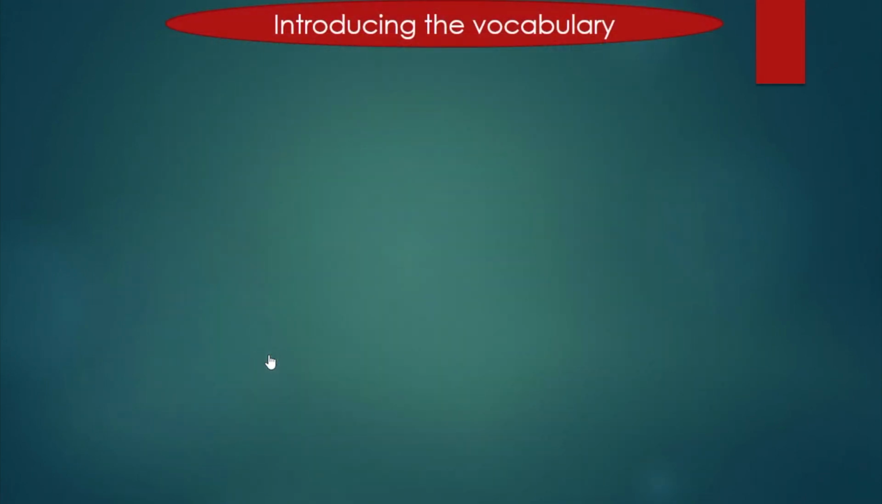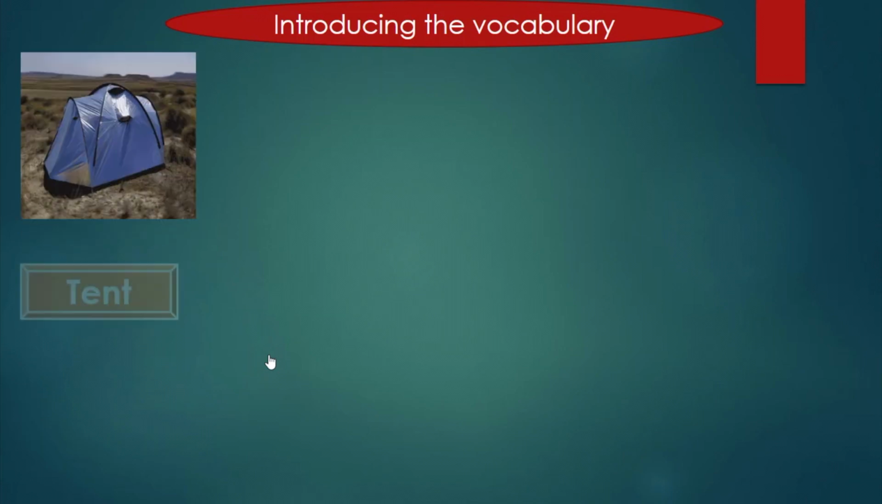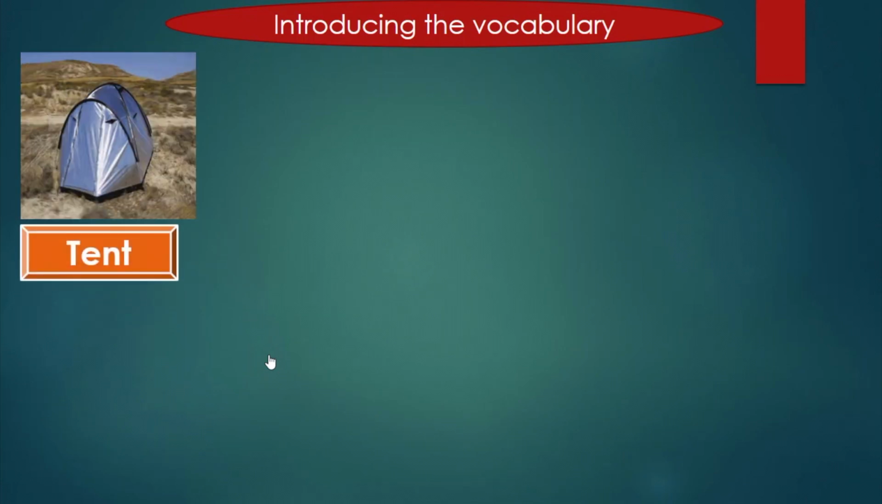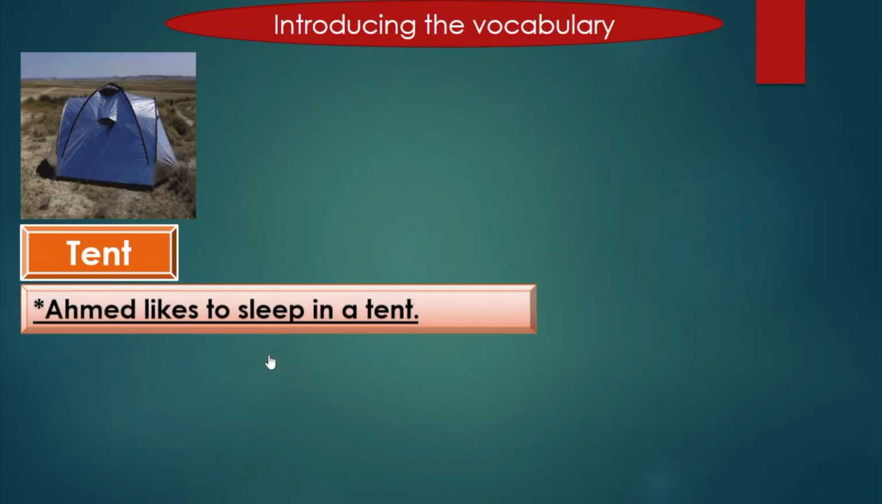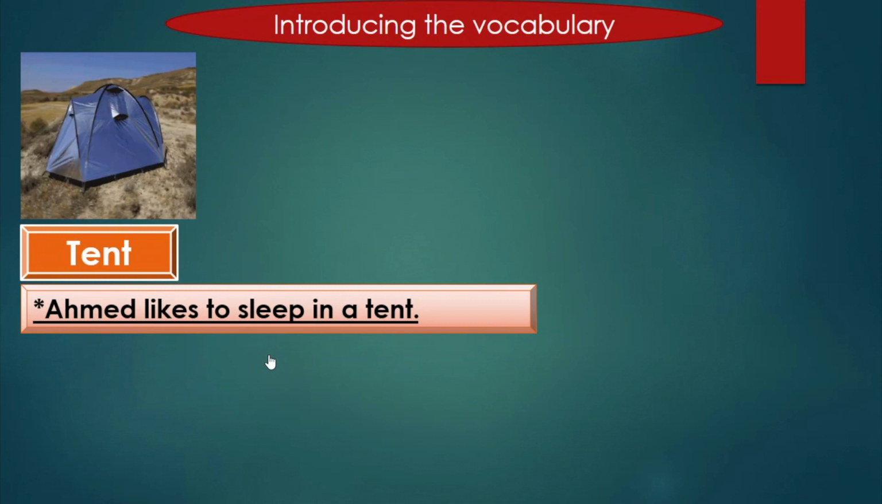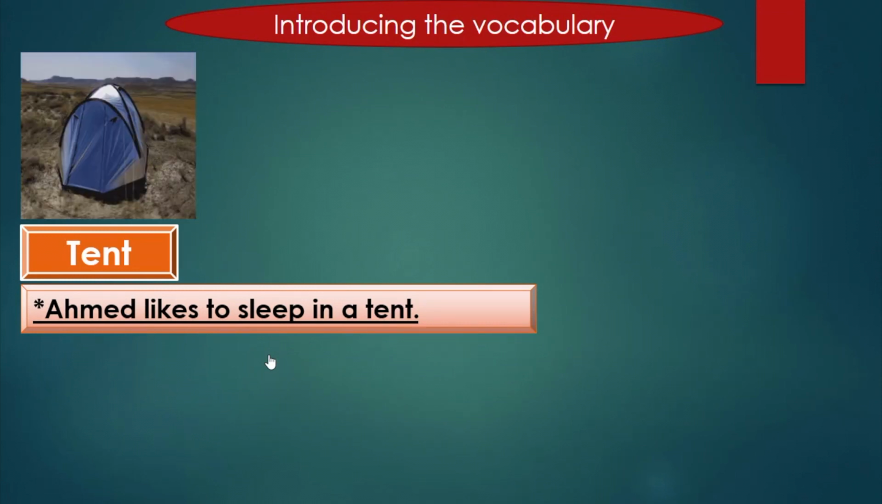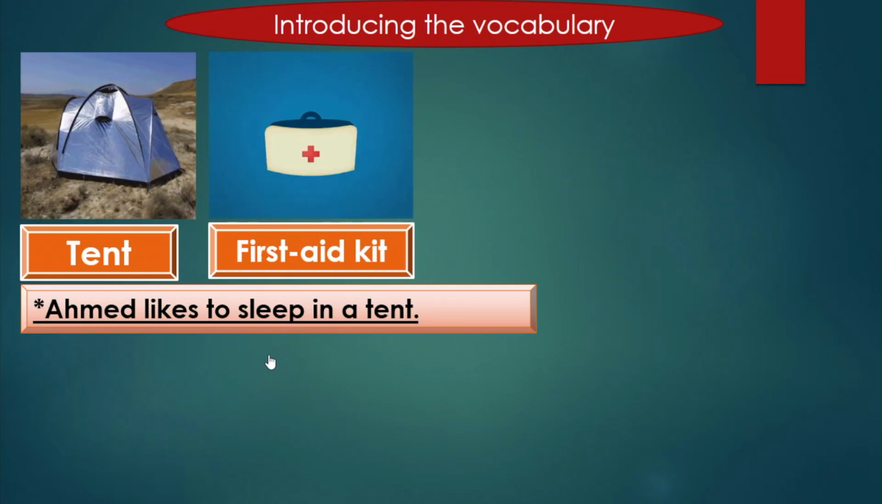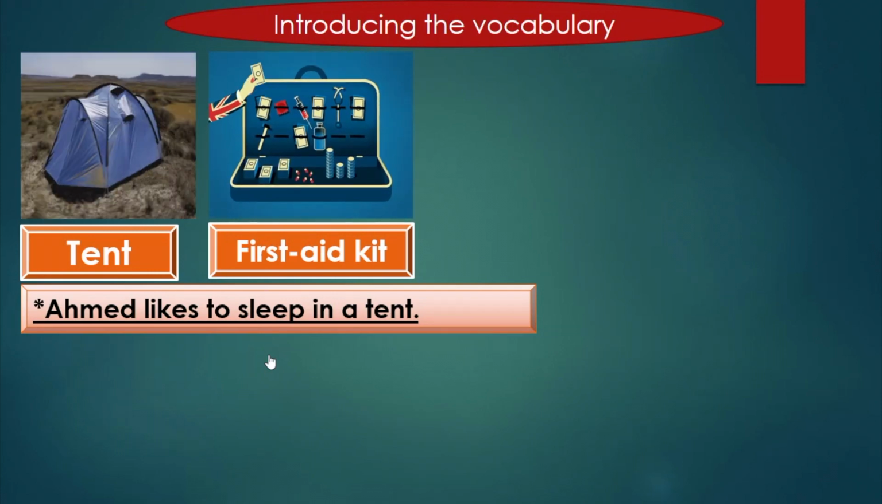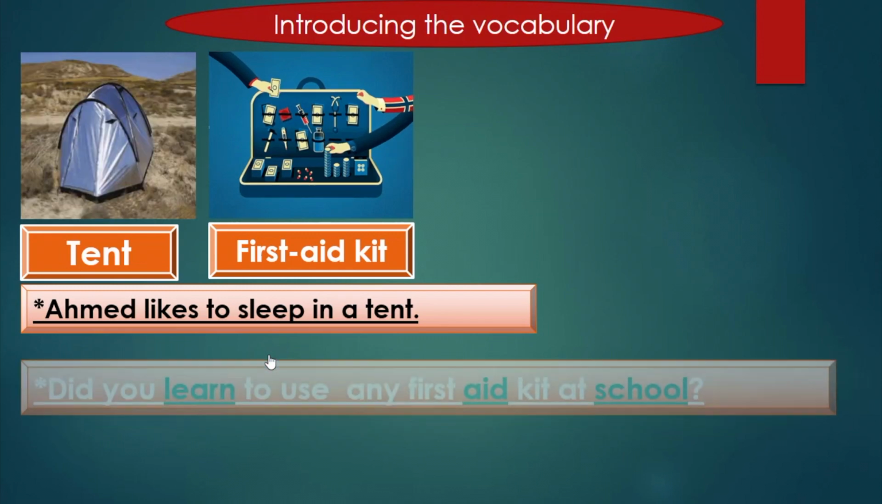Now, my students, our second and final objective today is to learn and practice certain vocabulary items. Okay, now look at this word. This is called a tent. You already know what a tent is. Ahmed likes to sleep in a tent. Number 2, first aid kit.